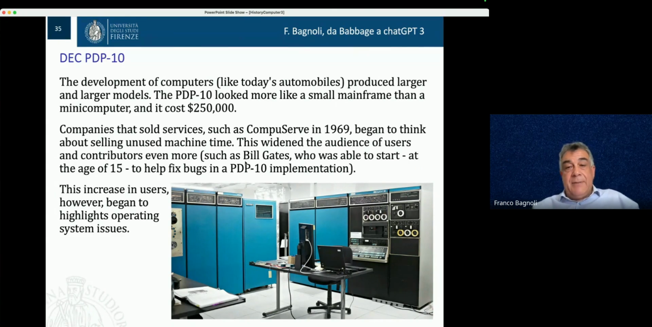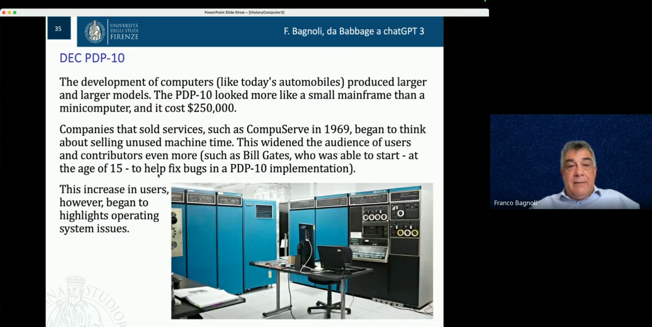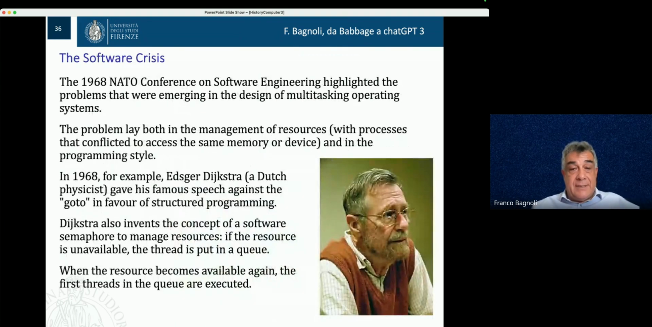So, for instance, Bill Gates, at the age of 15, started to work on such devices just to fix bugs. And this was essentially the growing of such a world, which was still missing the problem of the operating system, because up to now there was not such a standard like an operating system.